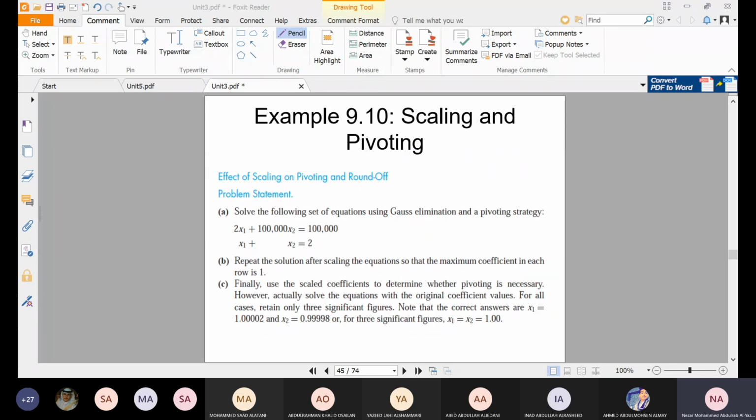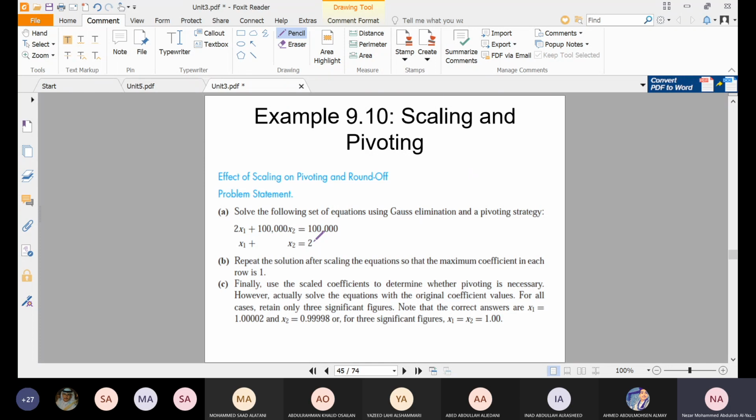So what's the benefit of the pivoting equation or the scaled pivoting equation? We compare this with pivoting without scale. So this we have here. For example, we can see we have a comparison in this example. Okay, this is example number 10 in chapter 9. This is a comparison between Gaussian elimination with scaled pivoting and pivoting without scale.